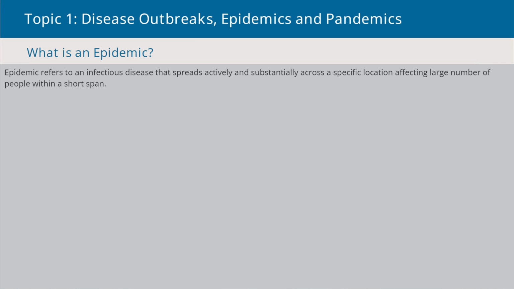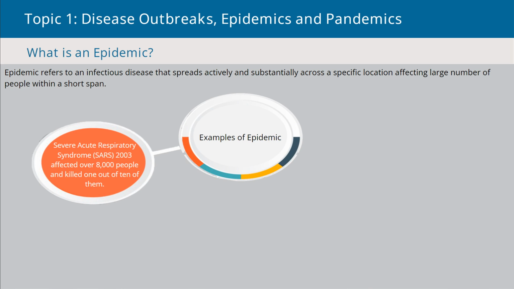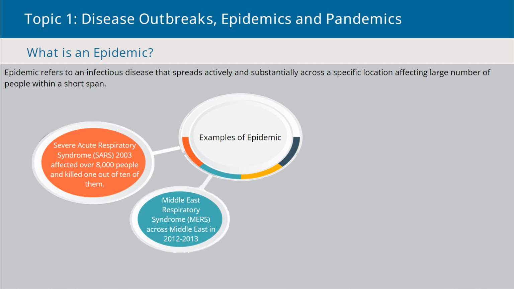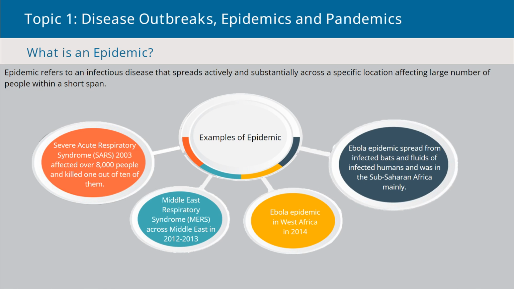What is an epidemic? Epidemic refers to an infectious disease that spreads actively and substantially across a specific location affecting large number of people within a short span. For example, no one had heard of severe acute respiratory syndrome, or SARS, before 2003, but it affected over 8,000 people and killed 1 out of 10 of them. Similarly, epidemic of Middle East respiratory syndrome, or MERS, across Middle East in 2012 to 2013, and the Ebola epidemic in West Africa in 2014 caused fear and panic as well as inflicted massive damage to the economy. Ebola epidemic spread from infected bats and fluids of infected humans and was in the sub-Saharan Africa mainly.